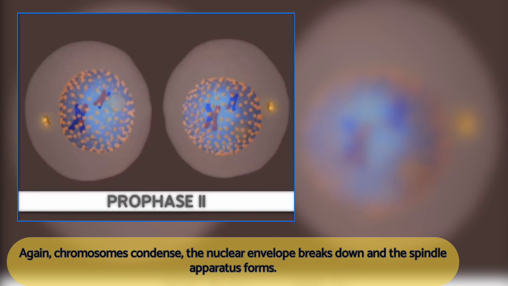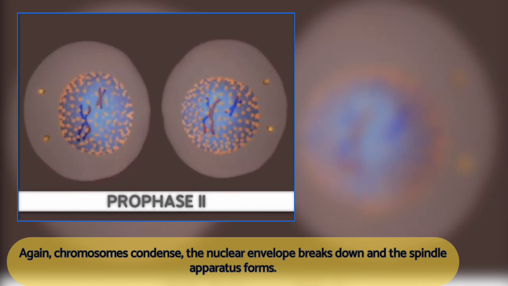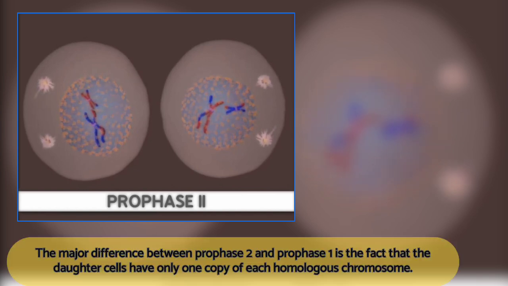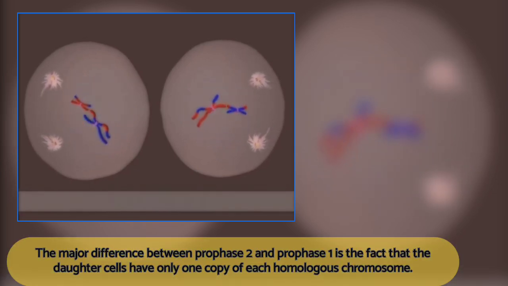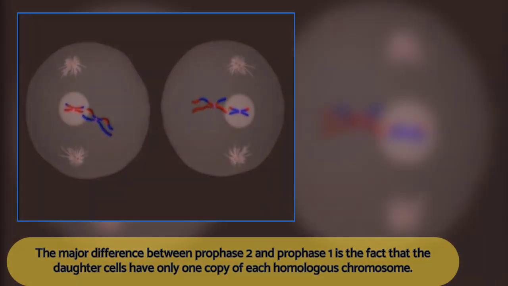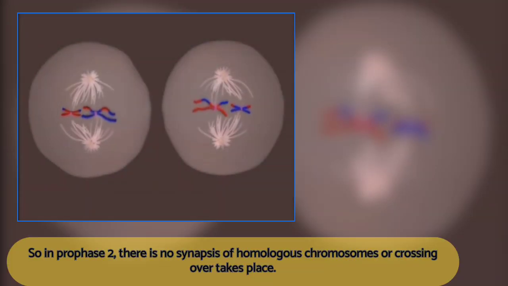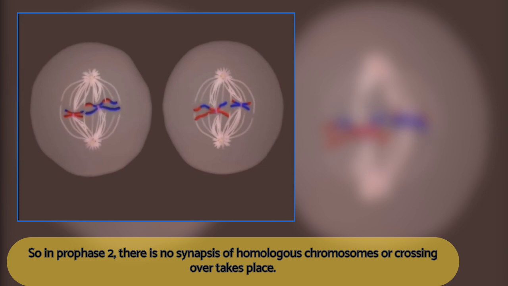Again, the nuclear envelope breaks down and the spindle apparatus forms. The major difference between prophase 2 and prophase 1 is the fact that the daughter cells have only one copy of each homologous chromosome. So in prophase 2, no synapsis of homologous chromosomes or crossing over takes place.